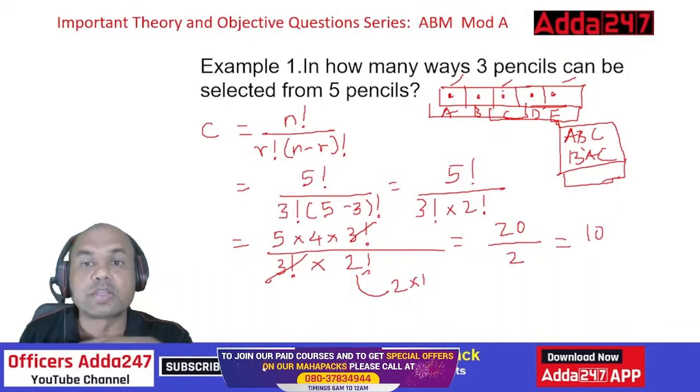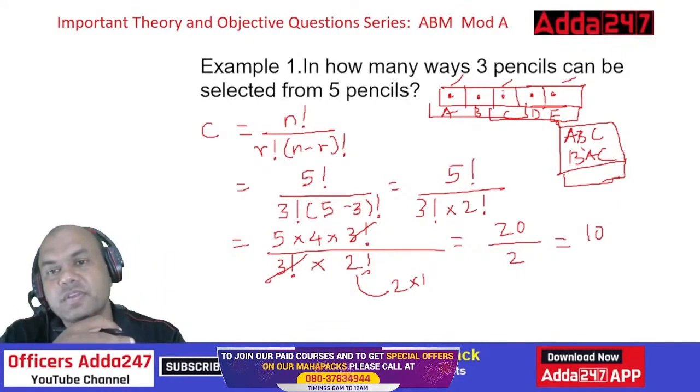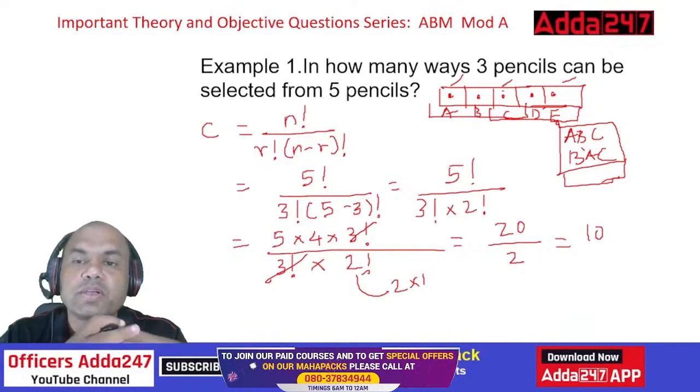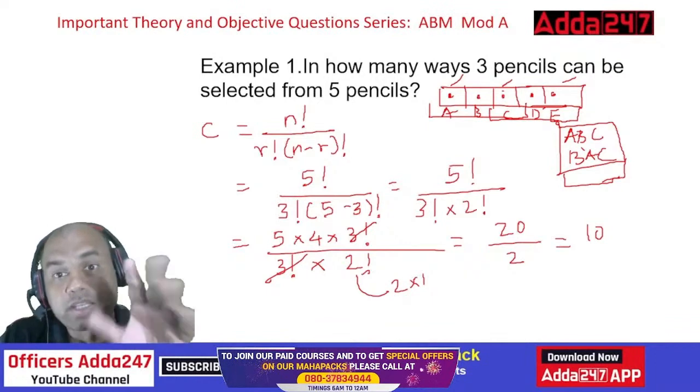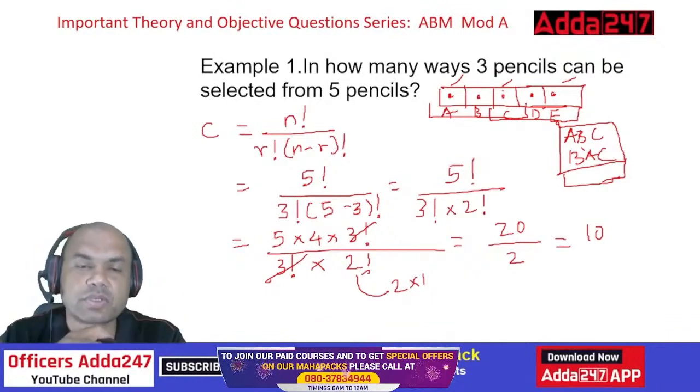That is the meaning of C, combination. Because the important part here was that the order was irrelevant. Which pencil was to be placed where, that was irrelevant. That's why it was easy to solve this.